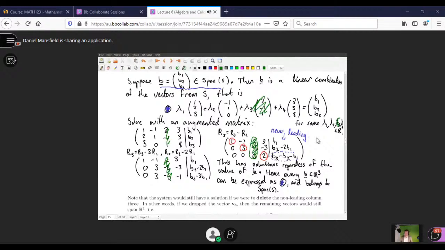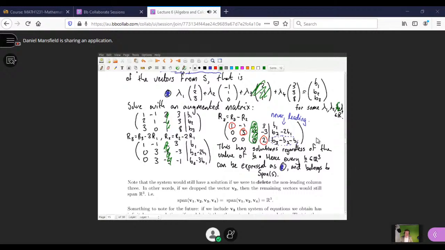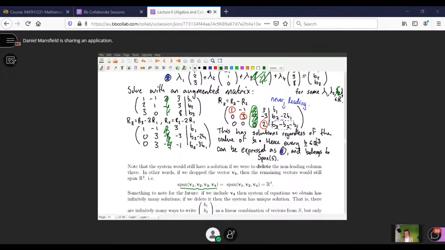Yes, because it's not leading, and it doesn't change the result of this analysis. The whole question stays exactly the same. B is still in the span, regardless of its value. So the set S without V3, so the set V1, V2, V4, is still a spanning set. We don't need V3. So both of these things, V1, V2, V3, V4, and V1, V2, V4, are both spanning sets of R3.